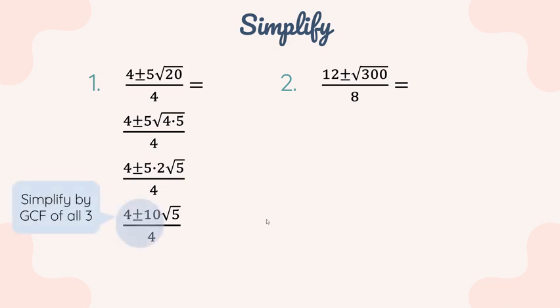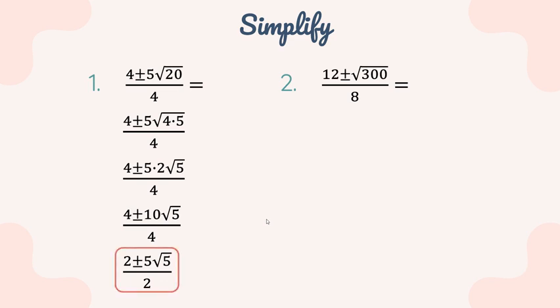Well, now looking at this, all of these numbers are even. So I'm going to pull out the greatest common factor of the 3 of those numbers, okay? So we have 4, 10, and 4. Well, they're all even, so I'm going to divide them all by 2. 4 divided by 2 is 2. 10 divided by 2 is 5. 4 divided by 2 is 2. So my answer here is 2 plus or minus 5 times the square root of 5 all over 2. It's basically like I'm splitting up the division and I'm taking out what I can from all three of them.